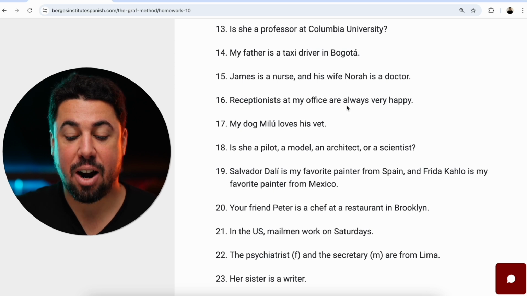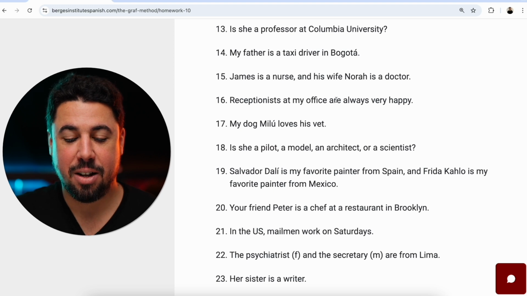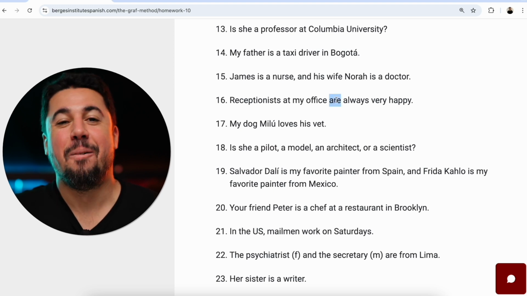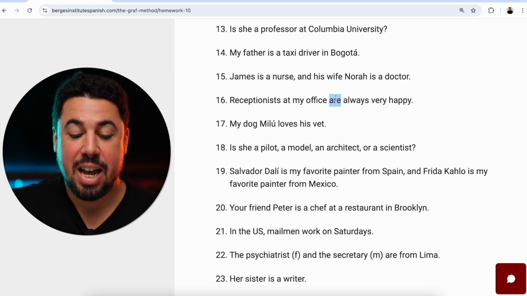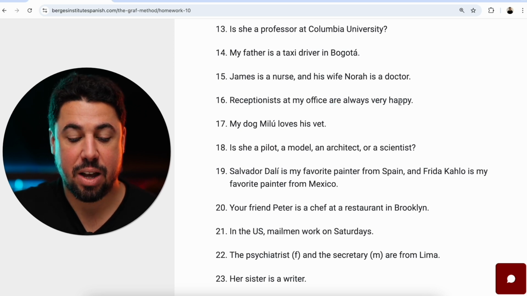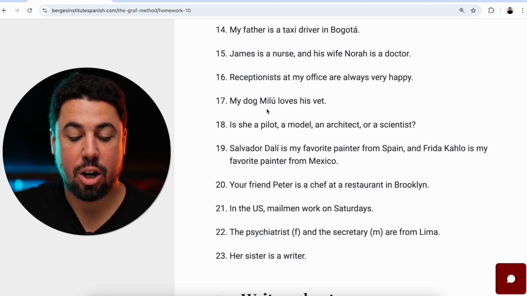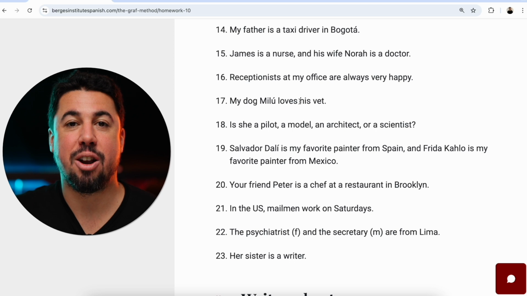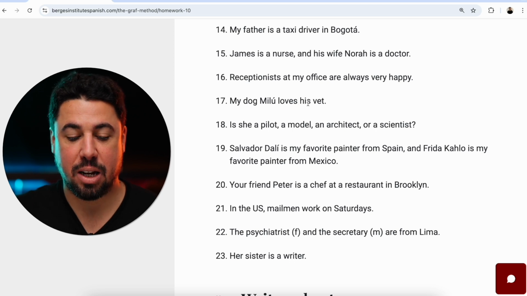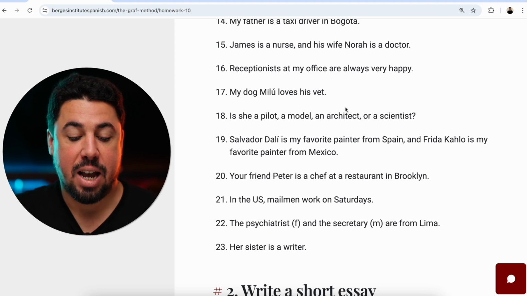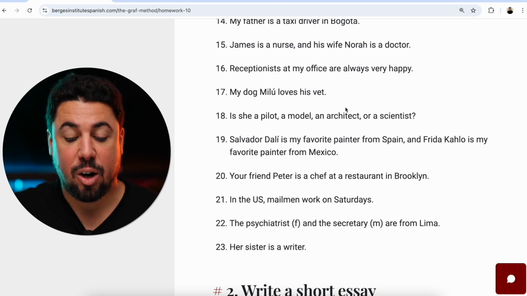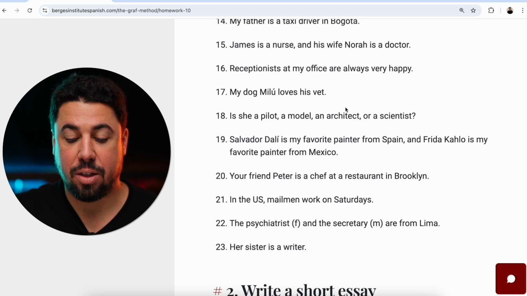Receptionists at my office are always very happy. Los recepcionistas en mi oficina son or están. I would use están because we are kind of implying that it's a state. Están siempre muy felices. My dog Milou loves his vet. Mi perro Milou ama a su veterinario, with the personal A. Ama a su veterinario. Is she a pilot, a model, an architect, or a scientist? ¿Es ella o ella es piloto, modelo, arquitecto o científica?